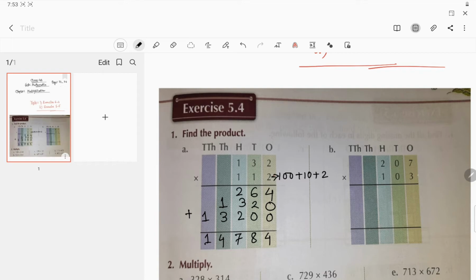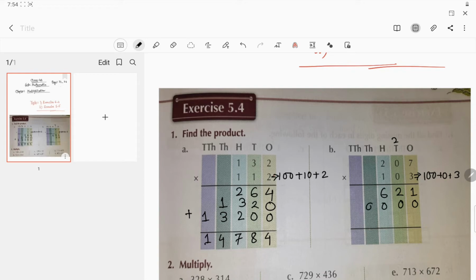Now question number B. Similarly, this 103 will be treated as 100 plus 0 plus 3, right? Now we will start from 3. 3 7's are 21, so you have to write here 1 and this 2 will carry over in the tens place. Now 3 0's are 0. And 0 plus 2 will be 2. So that's why it will be 2. 3 2's are 6. Again, because 0 in the tens place, so this will be 0. And if you multiply by 0, then you will always get 0.